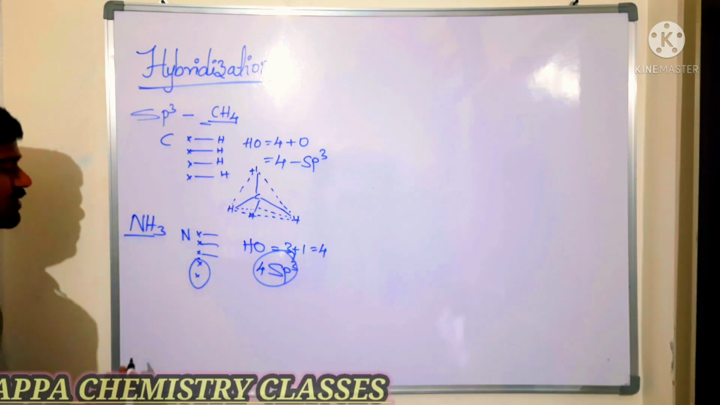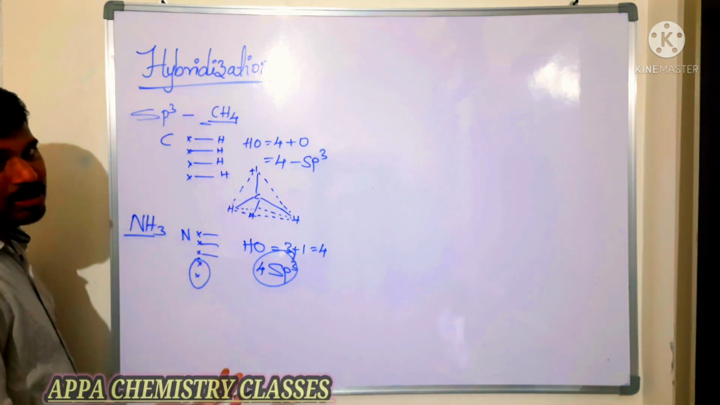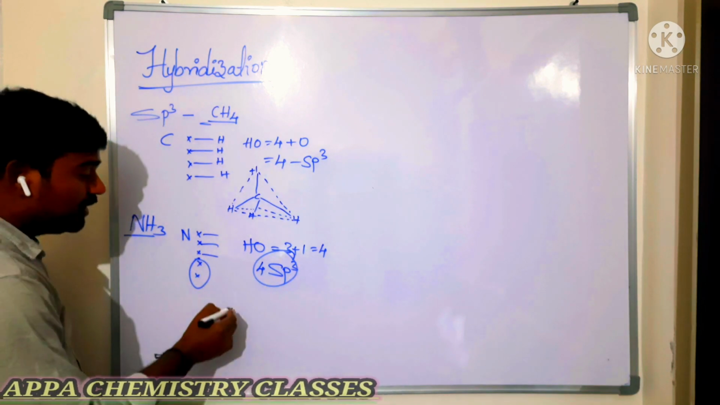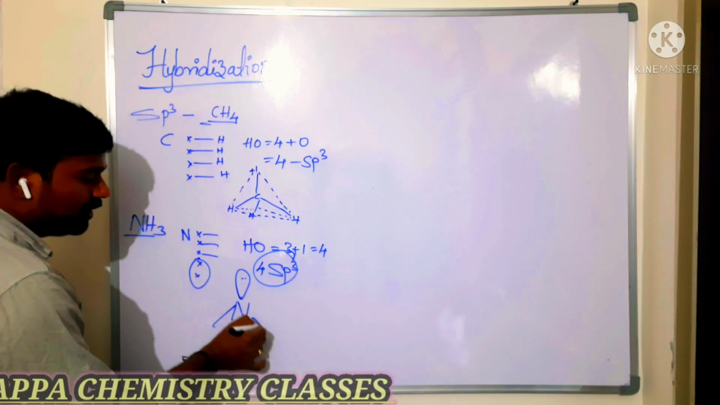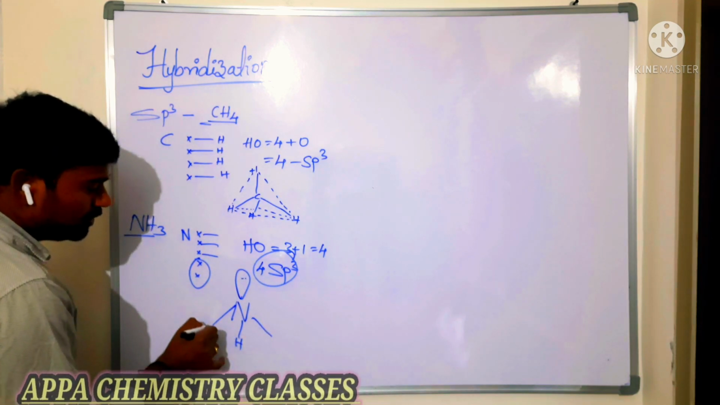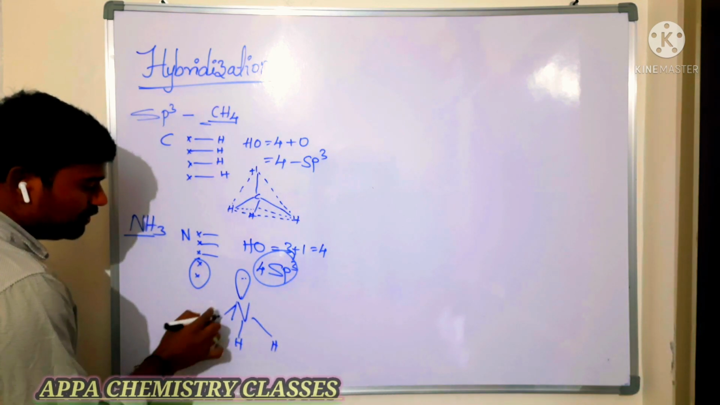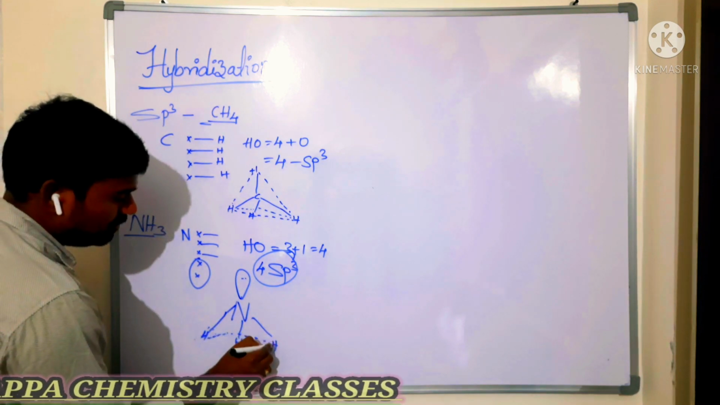Now you see here, in the case of ammonia also it should be sp3, so it should be tetrahedral. What happens to its geometry? According to VSEPR theory, due to the presence of lone pair-bond pair repulsions and bond pair-bond pair repulsions in the ammonia molecule, its geometry changes to a pyramidal shape. This is the pyramidal shape.